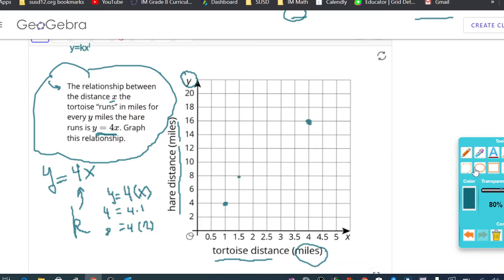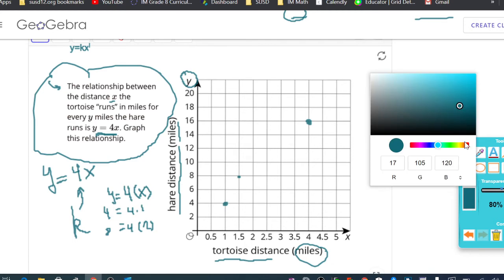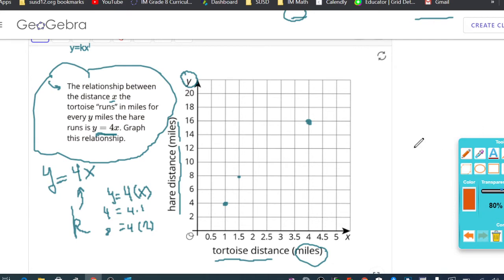Another way you can do this, if you don't actually want to make a data table, well, you need to this time because I asked you to. But you could just look at this 4 and remember that is the slope of the line. That means for every 1 x, we go up 4 units of y. That slope is rise over run. So starting from the origin, 0, 0, rise 4 and go over 1.